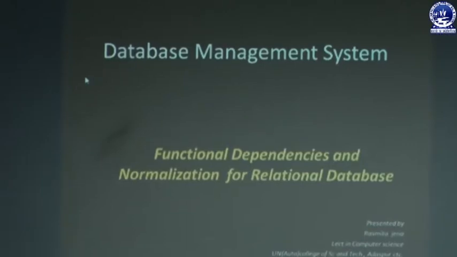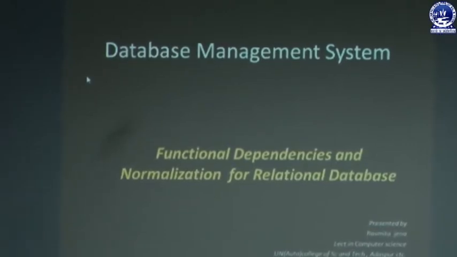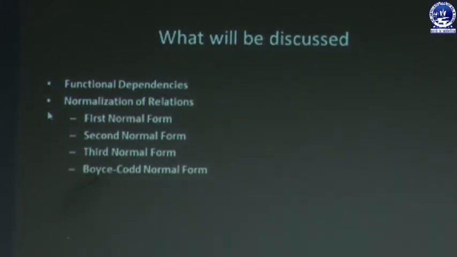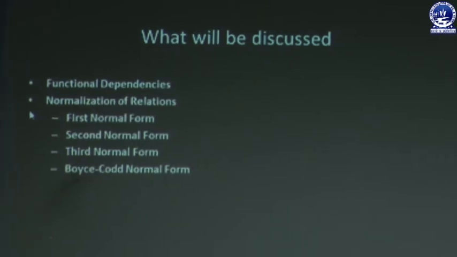Today I am going to discuss functional dependency and normalization for relational schema. In this video lecture, I am going to discuss the definition of functional dependency and different types of functional dependency, that is partial functional dependency, full functional dependency, and transitive functional dependency. And then we have to discuss normalization and different types of normalization. So, the learning objectives are functional dependencies and their types, normalization of relations, first normal form, second normal form, third normal form and Boyce-Codd normal form.